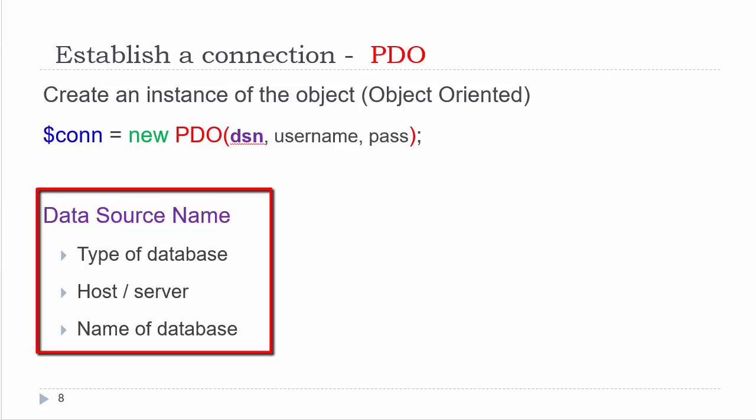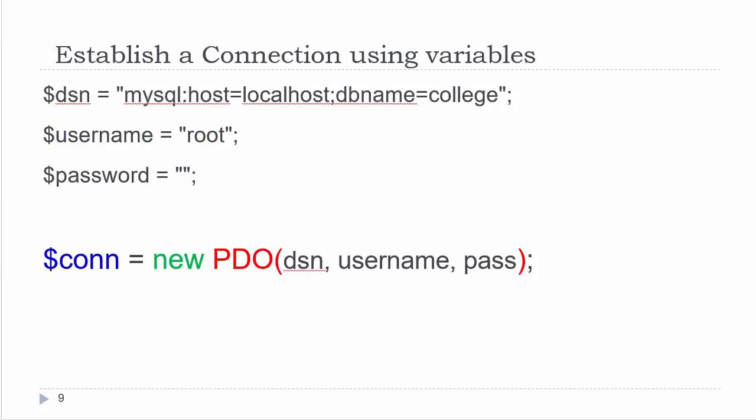So for the data source name, you need to indicate the type of database, the host or the server, and the name of the database. So here's an example where we're storing the values in variables, and here you can see we have a relatively elaborate string for the DSN, and here we have our username and root, and here we see our connection object being created.